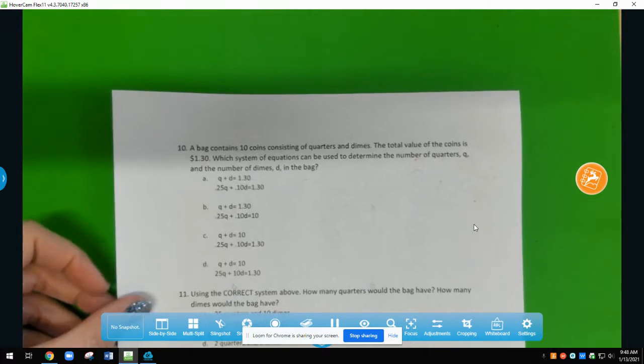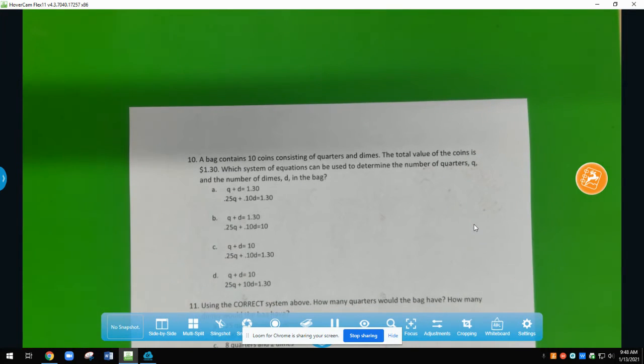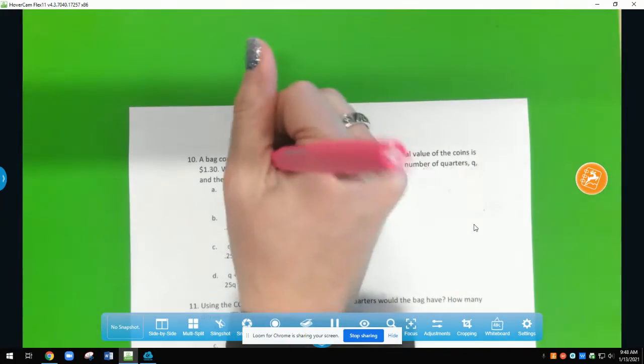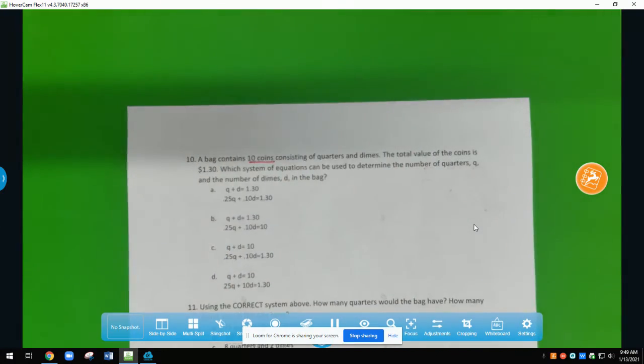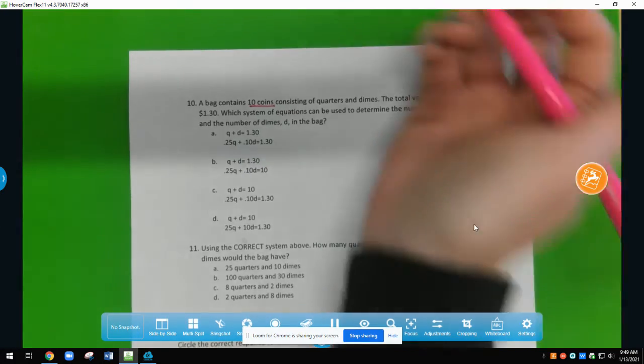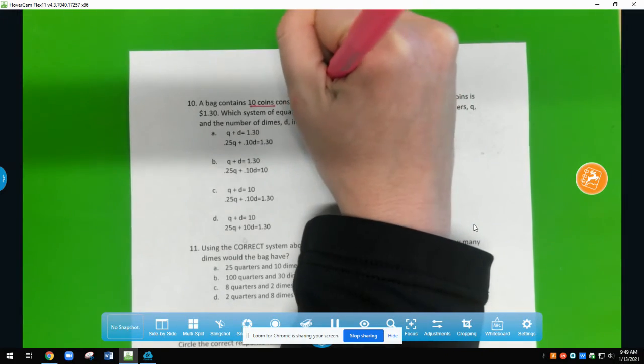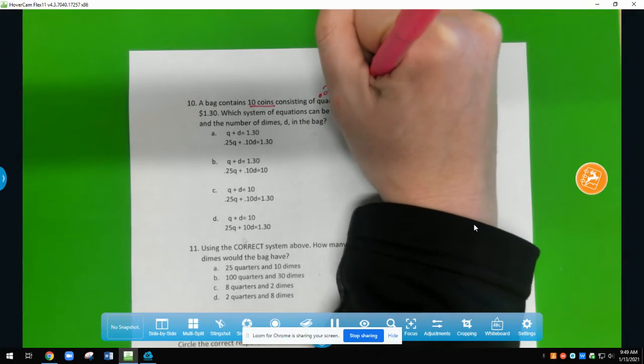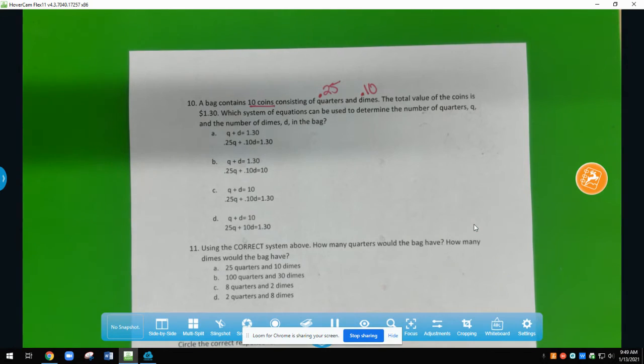Okay. All right. Back to some word problems. A bag contains 10 coins consisting of quarters and dimes. So I'm going to go ahead and put the values. So remember, a quarter is 0.25, a dime is 0.10. The total value of the coins is $1.30.